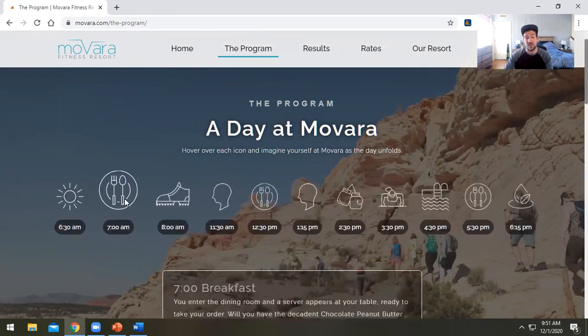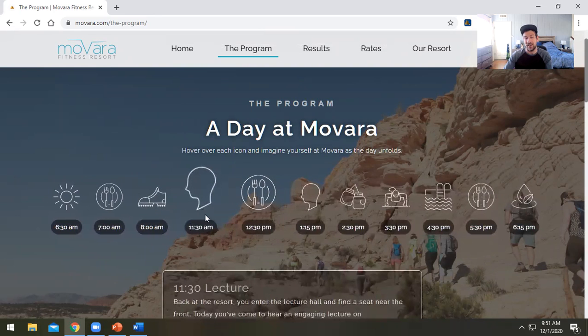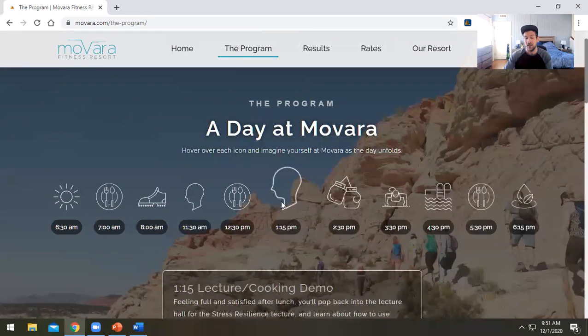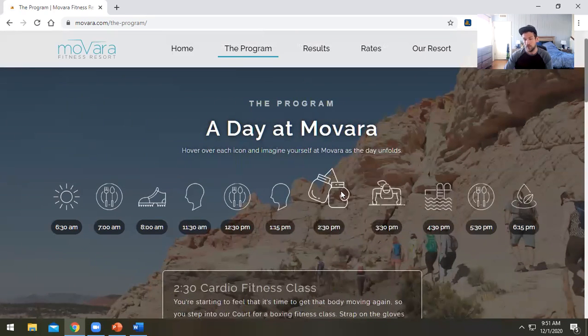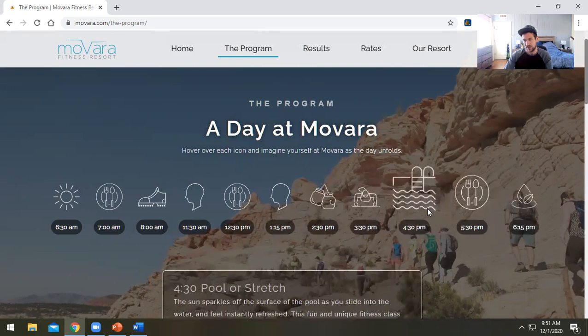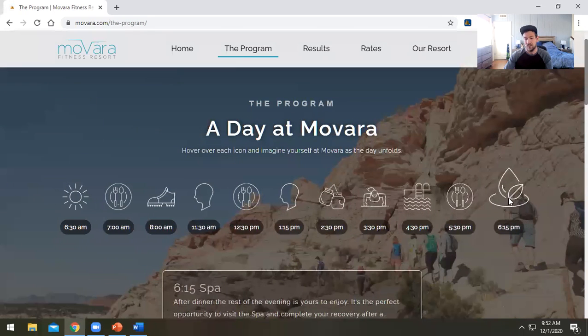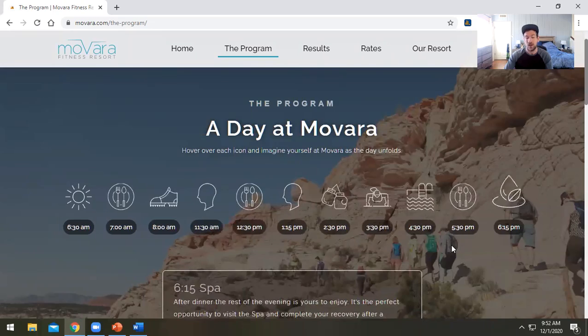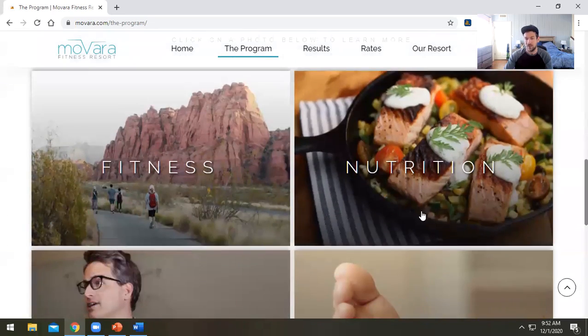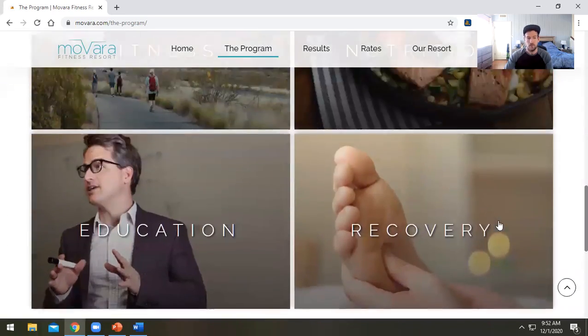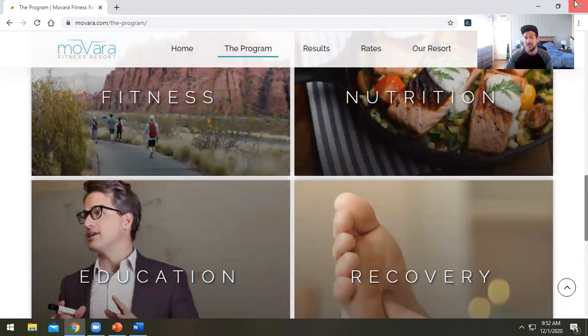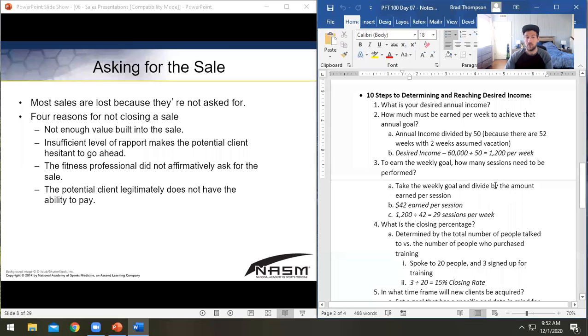So you'd wake up at 6:30, breakfast at 7, start hiking at 8. You get back at 11:30 for a lecture, lunch at 12:30. You get a cooking demo at 1:15, and then boom, exercise class, exercise class, exercise class, dinner, recover. All the spa treatments are open and you can go get massages and stuff. So that's a pretty inclusive program for $2,600 a week.